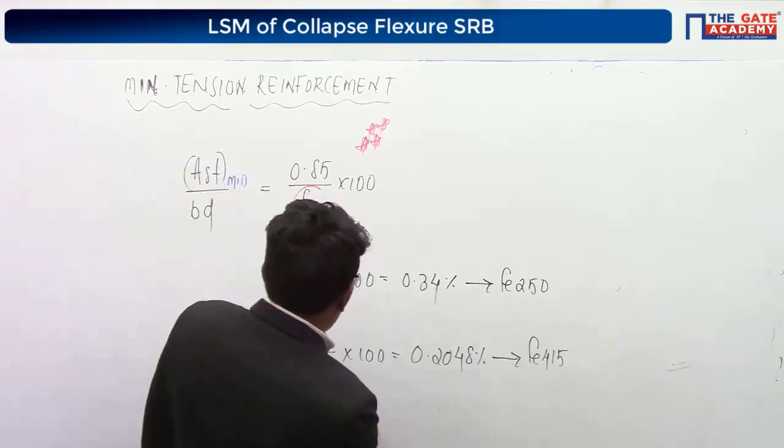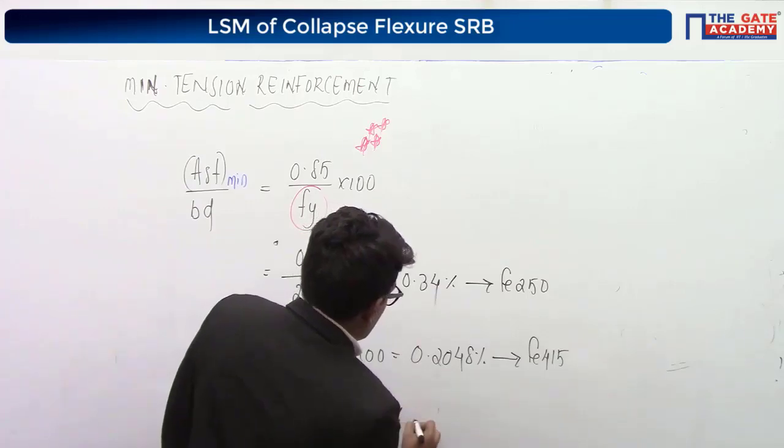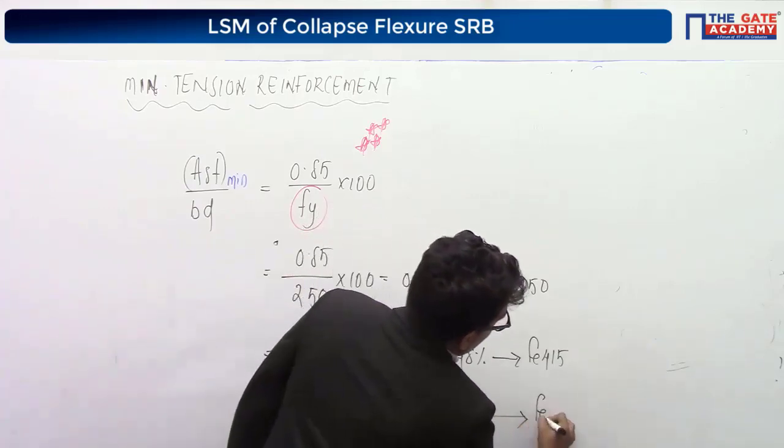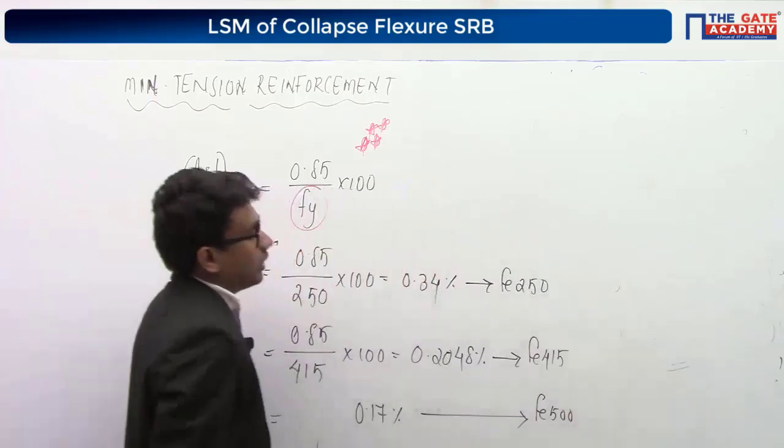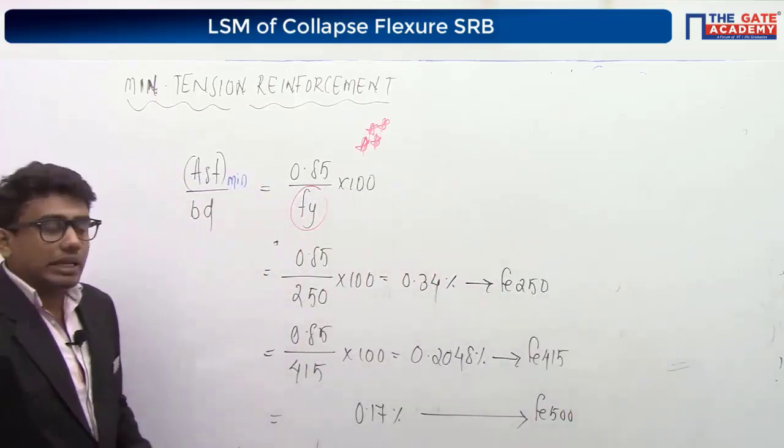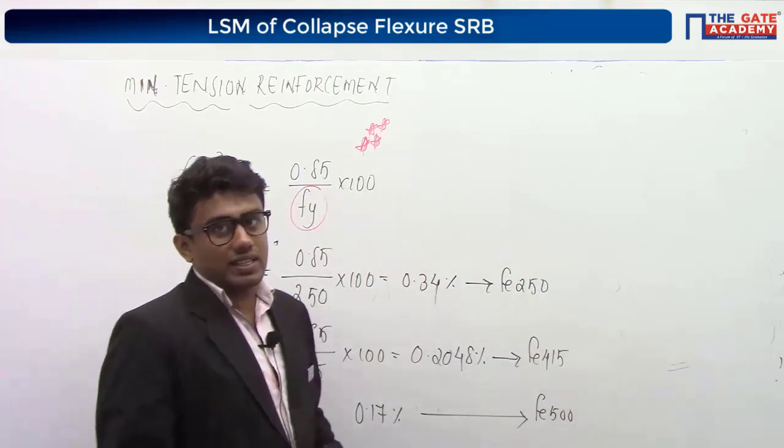Yes, exactly. 0.17% for Fe 500 grade steel. So these are the minimum tension reinforcement values required as per IS 456-2000.